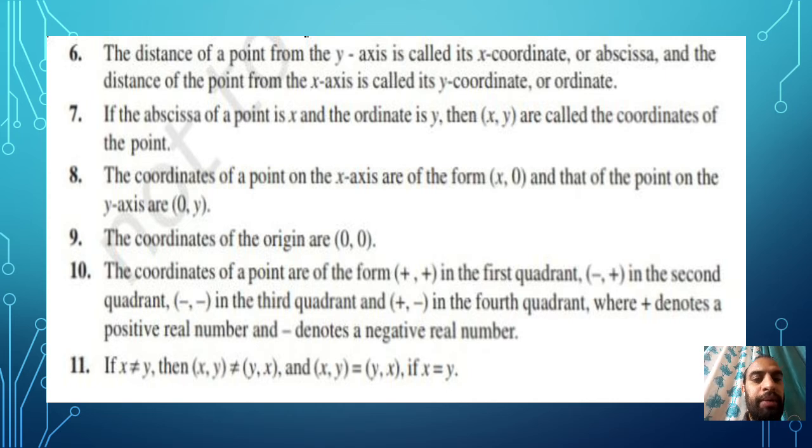Here one very important point is the 11th. If x is not equal to y, consider you have taken 1 and 2. If you are representing the points (1, 2) and (2, 1), my dear students, both points are different. (1, 2) means 1 from the y-axis and 2 from the x-axis, and (2, 1) means 2 from the y-axis and 1 from the x-axis. So keep in mind, (x, y) equals (y, x) only when both values are the same, like (3, 3) or (5, 5). In such cases, (x, y) and (y, x) remain the same.